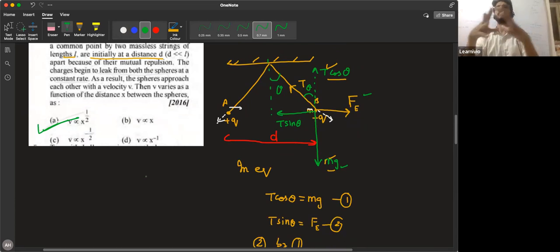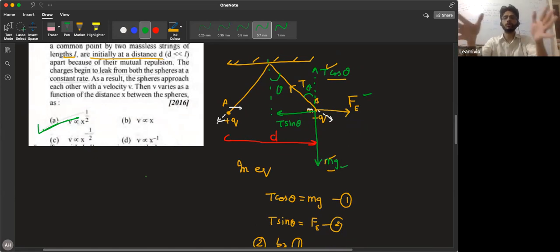The concept we are using in this numerical is that as the charges leak from both the spheres, the electric forces become weak, and these charges will slowly approach each other.